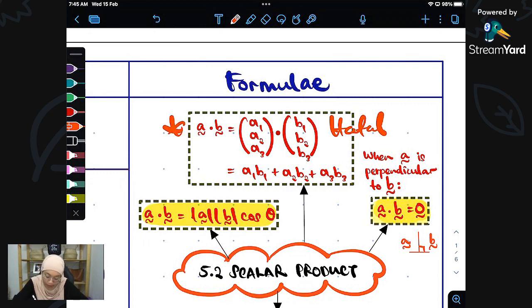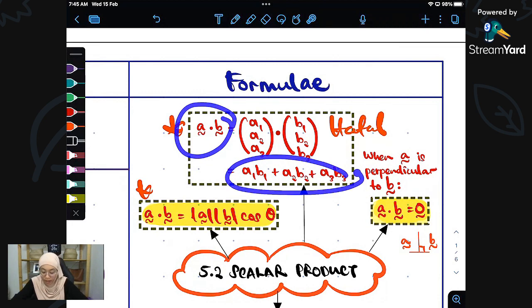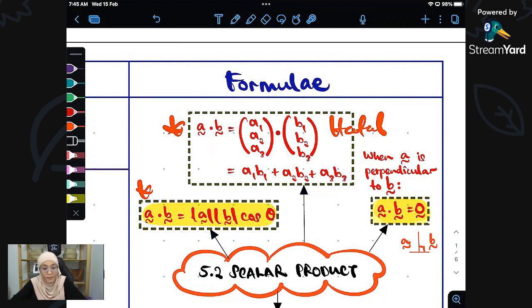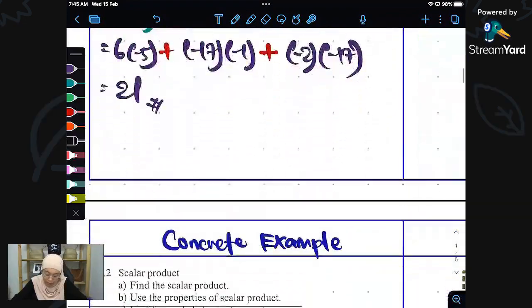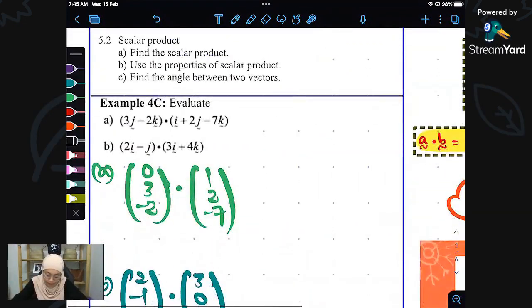These two formulas are very, very important. This one is the core formula of the dot product, and this other one has the angle between them. If the question gives you the angle, you use this formula instead. Okay, that's what I'm saying. And now let's move on to the next example.